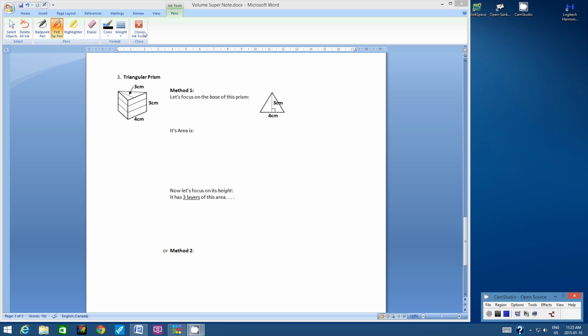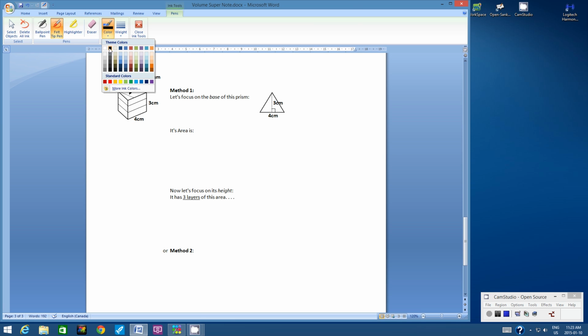In method 1, we have to focus on the base of the prism. So I just drew a little diagram. It's always nice to draw a little diagram of the base. We have a triangle here. So we know how to calculate the area of a triangle. So hopefully you can stay with me or get a little bit ahead of me. So area of a triangle equals base times height divided by 2. We know that from our area unit.